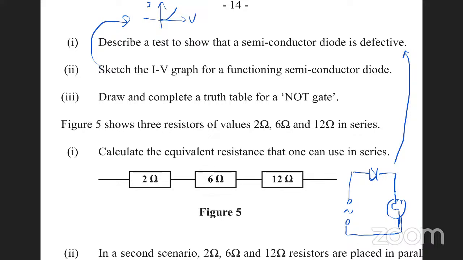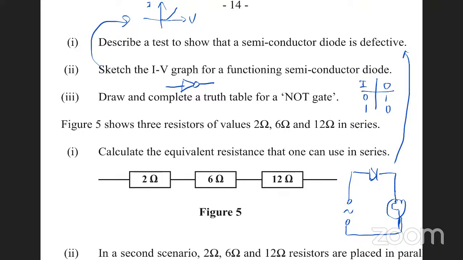What is the truth table for the NOT gate, Kayla? What is the truth table for the NOT gate? Yes, Malachi? All right. That is the truth table. What does the symbol look like? Triangle with a little bubble in front, right?